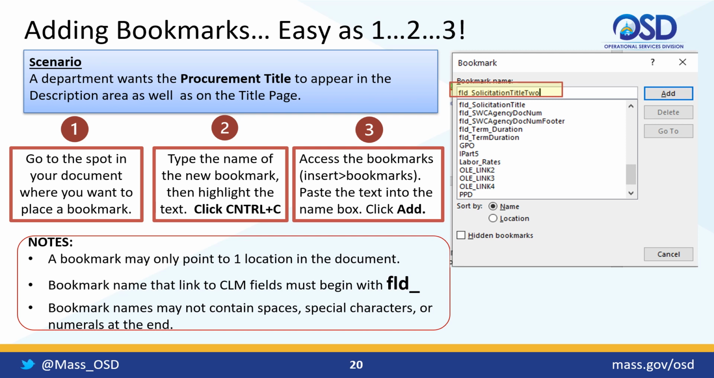Click Insert on the ribbon, then the Bookmarks button. Now click into the bookmark name box and paste the text in. Lastly, click the Add button. Now let's see how that looked in the document.